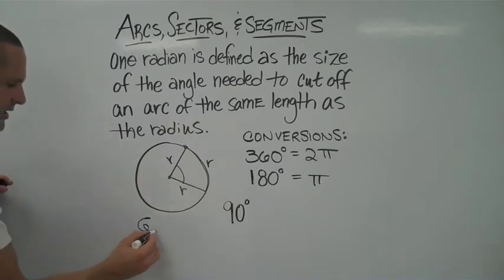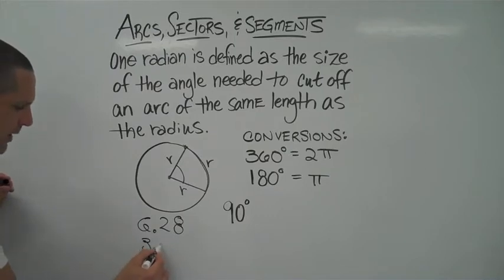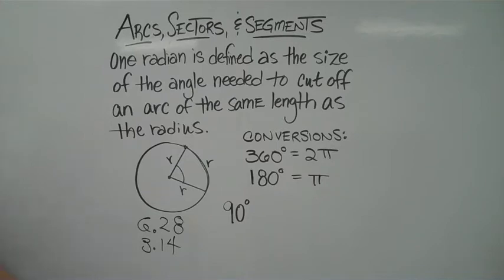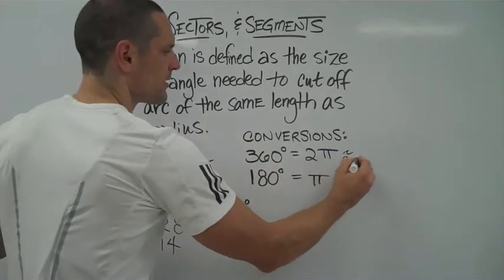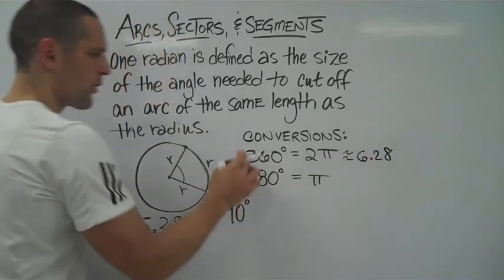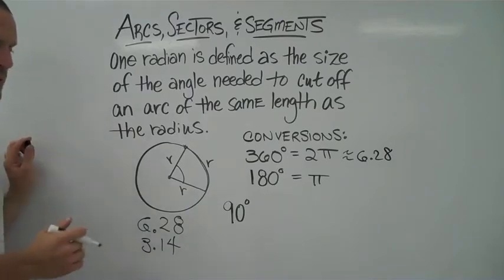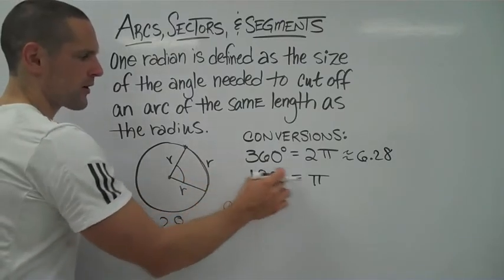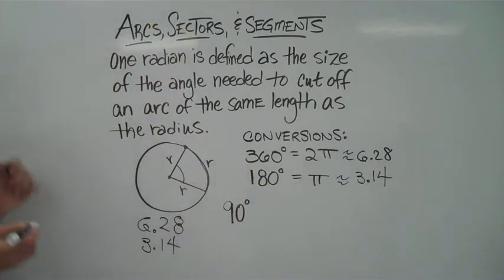Remember, there are 6.28 radians in one 360-degree circle. And there's pi radians, 3.14, in a semicircle or half a circle. So here are our conversions. 360 degrees is equal to 2 pi, which is about 6.28. So a full circle has a little more than 6 radians in it. That's very helpful for me for later. And 180 degrees is equal to pi, 3.14, which is a little more than 3 radians. So in half a circle we get about 3 radians.